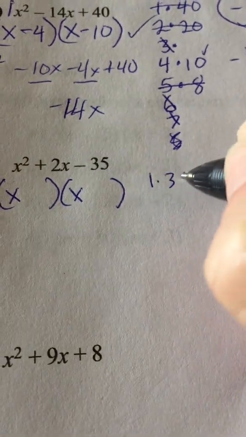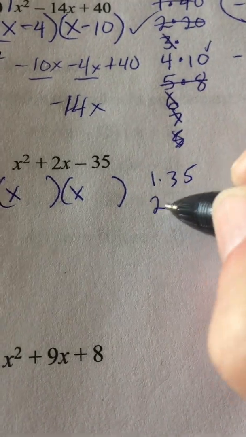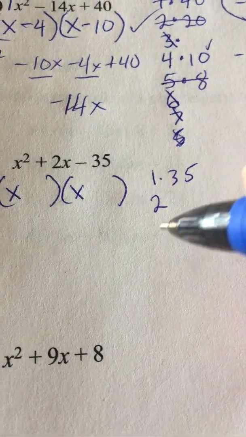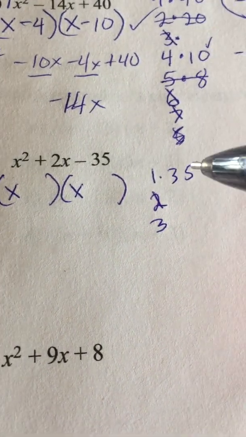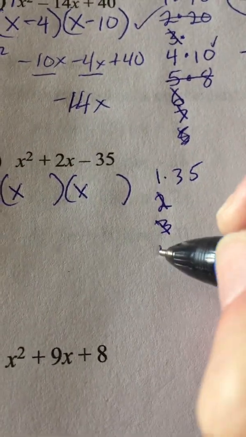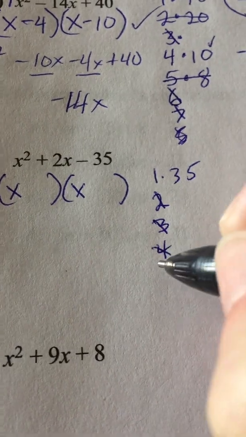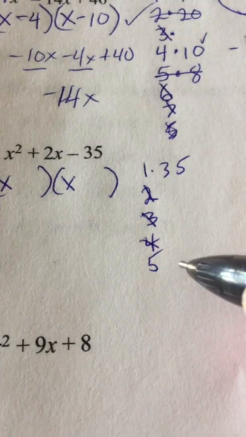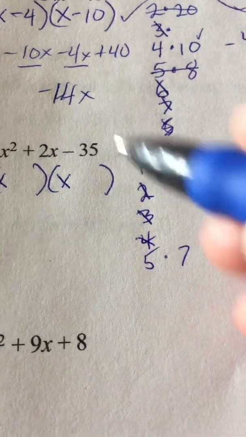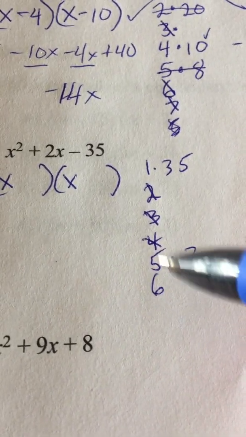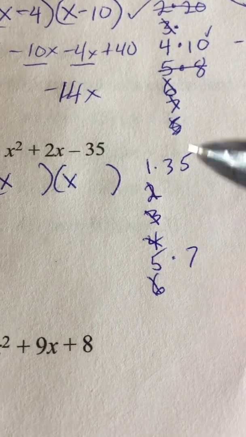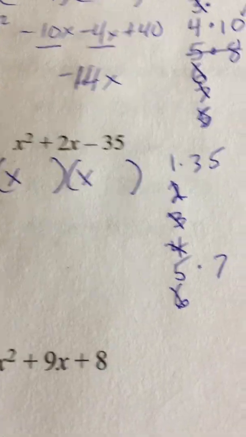1 times 35 is a possible combination. 2, will 2 go evenly into 35? No, it won't. How about 3? Will 3 go evenly into 35? I sure thought it was going to, but no, it won't. 4, will 4 go evenly? No. 5? Yes, 5 times 7. And 35 divided by 5 is your 7 if you do it that way. 6? Nope, won't go evenly. 7, I've already used. So I only have 2 choices, 1 and 35 or 5 and 7.